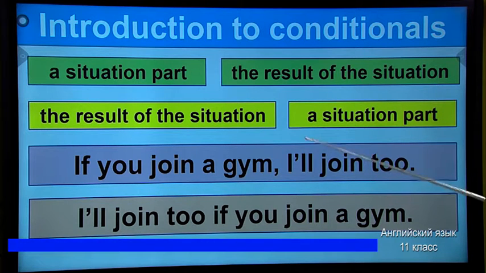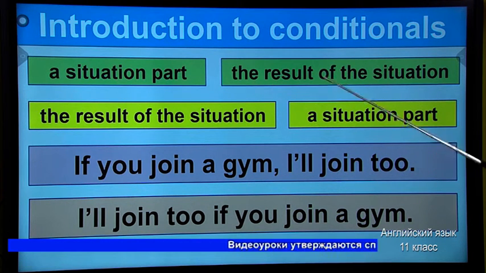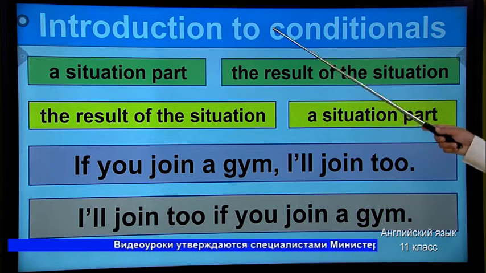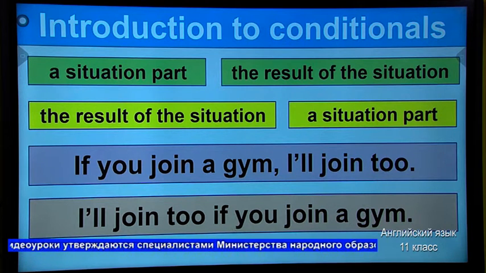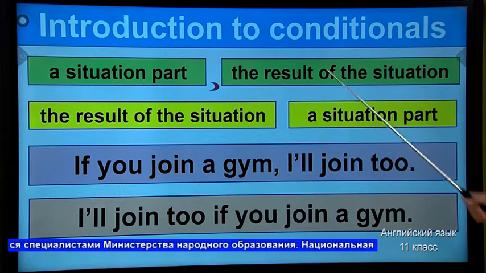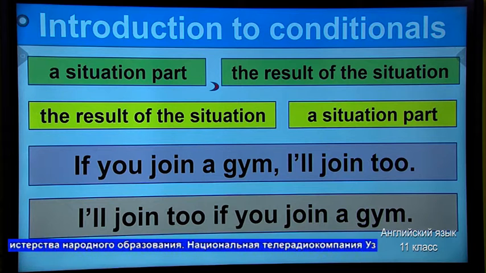As you know, a conditional sentence should consist of two parts: the situation part, sometimes you call it the if part, and the result of this situation. You can begin with the situation part or the result part, it doesn't matter, but there is a rule. If you begin with the situation part, you have to use a comma between two parts of this sentence. If you begin with the result part, you don't have to use a comma between two parts.